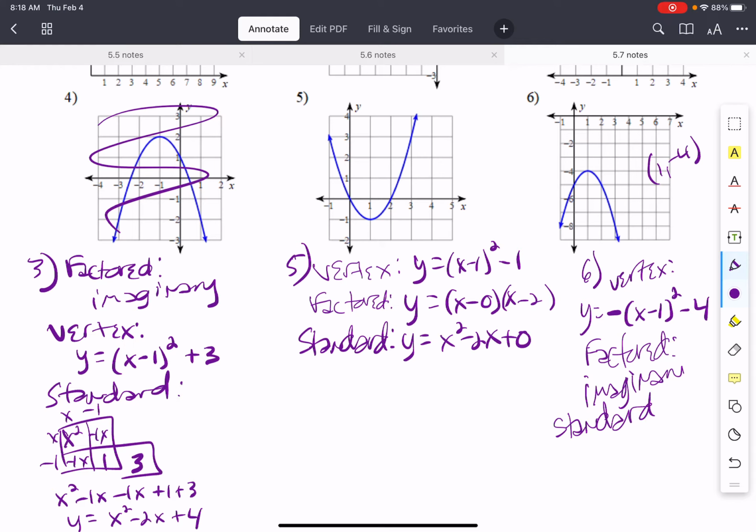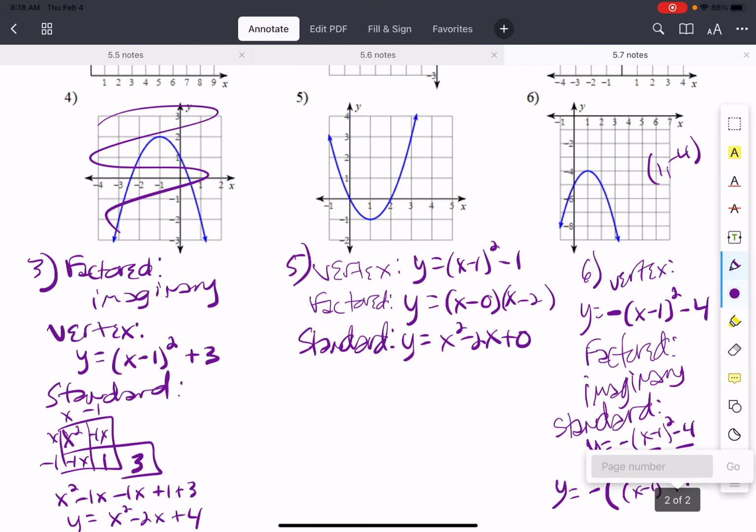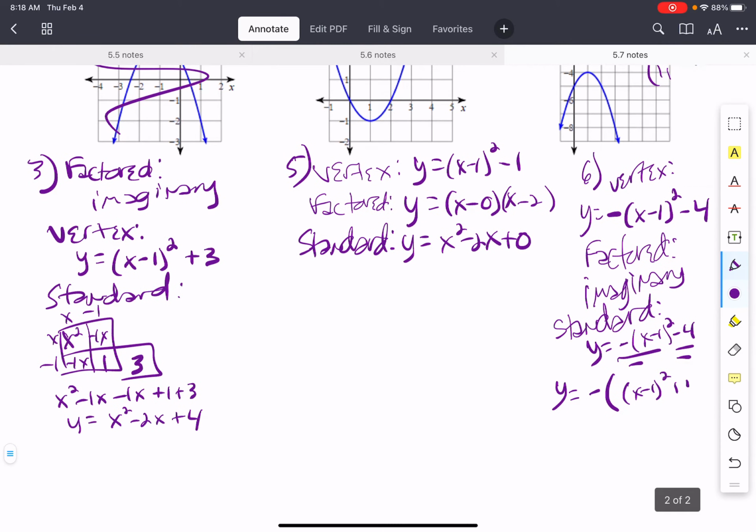Okay, so when we do standard form on these ones, let's review, because it's been a couple days. You have to start by taking the negative out, right? So here's my y equals -(x - 1) squared - 4. The very first thing we did is get rid of the negative, the GCF. And then we multiply it all together.